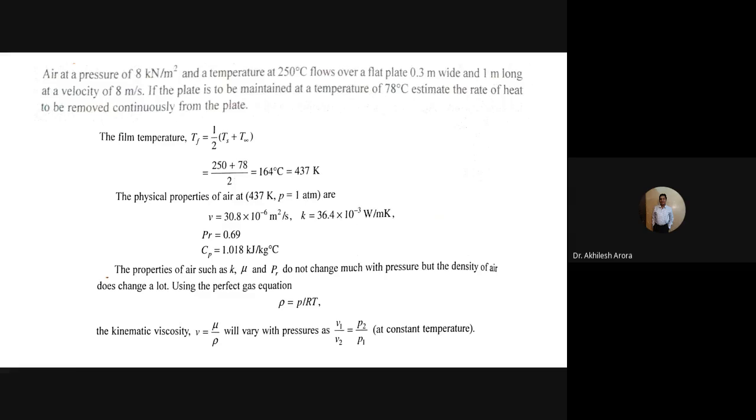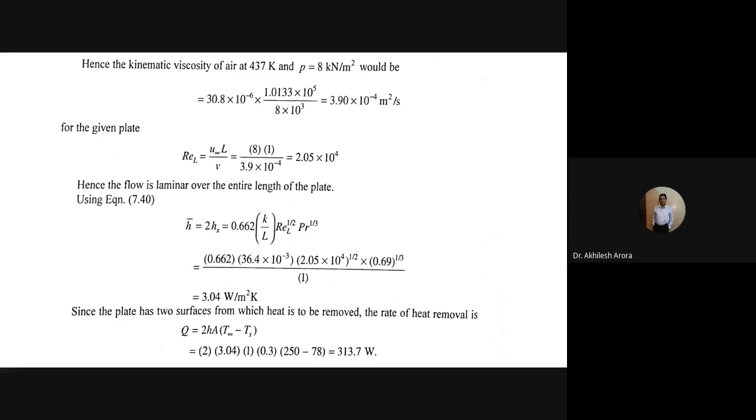So there is a numerical problem. I think you can pause the video and see how we have done it. It's quite simple. I am just giving a small pause here, so you can pause your video and see it.